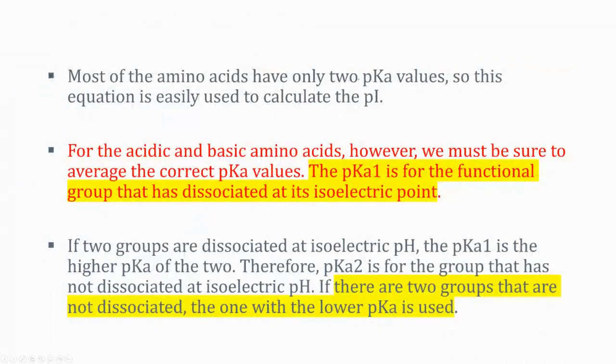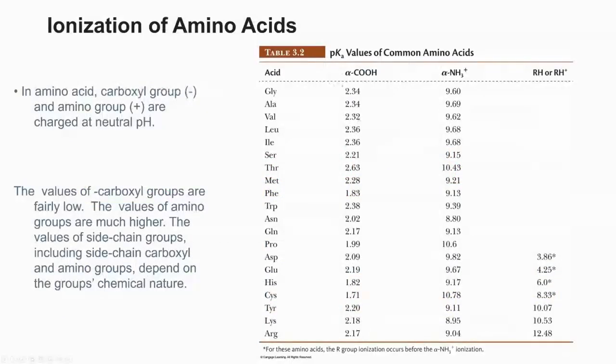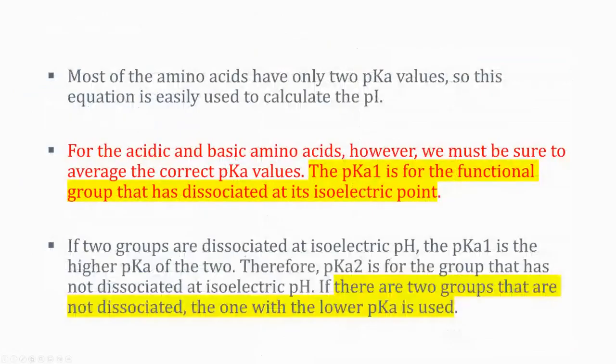Most amino acids only have two pKa values, so the equation is easily used to calculate pI. For glycine, you just add 2.34 plus 9.6 and divide by 2, and that will be the pI. For alanine, the pI is 2.34 plus 9.69 divided by 2. If two groups are dissociated at the isoelectric pH, pKa1 is the higher pKa of the two, and pKa2 is for the group that has not dissociated at the isoelectric pH.